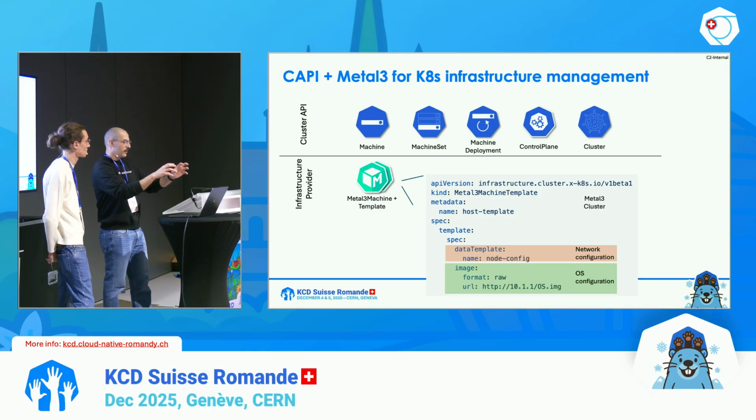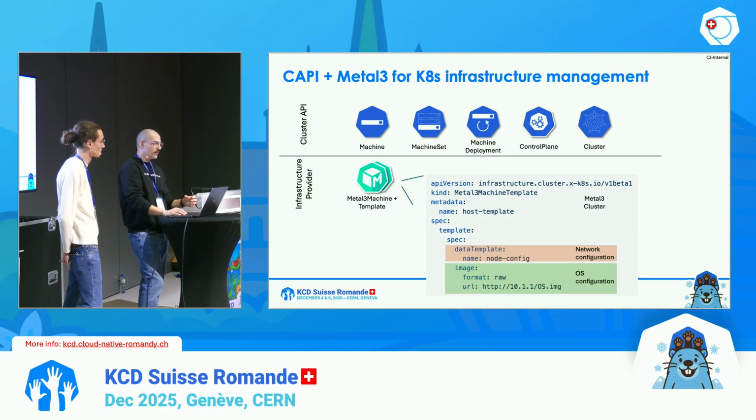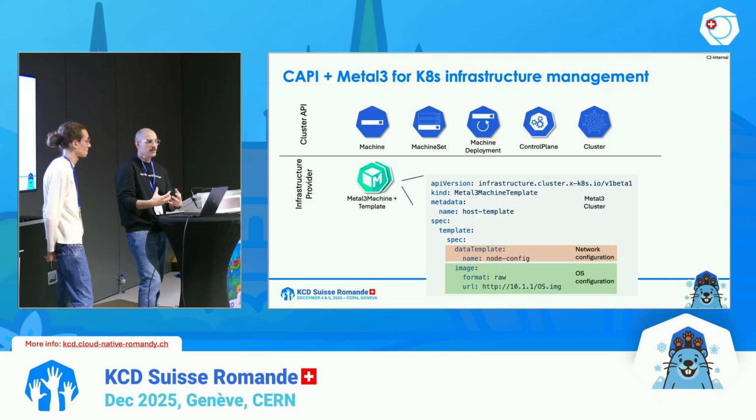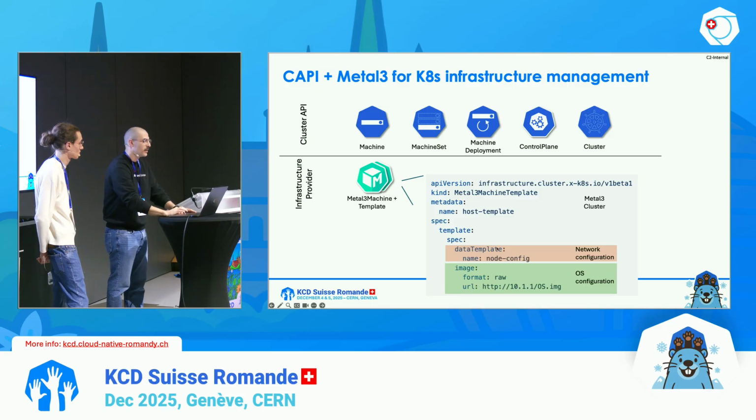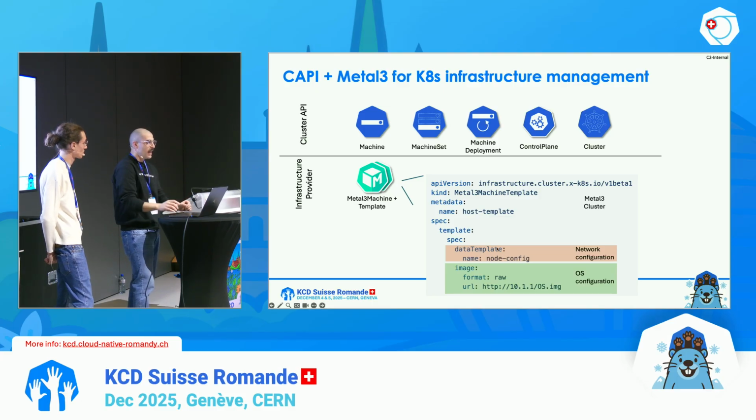So starting from the image that we have seen before, ClusterAPI introduces many components and many objects, but the one that we had to interact with the most was the Metal3 machine and a related template that is used to generate objects for multiple machines using the same starting point. And this object was key because it allowed us to define the network configuration that we wanted on our servers, passing a configuration file, and the image that we wanted to install on our physical server.